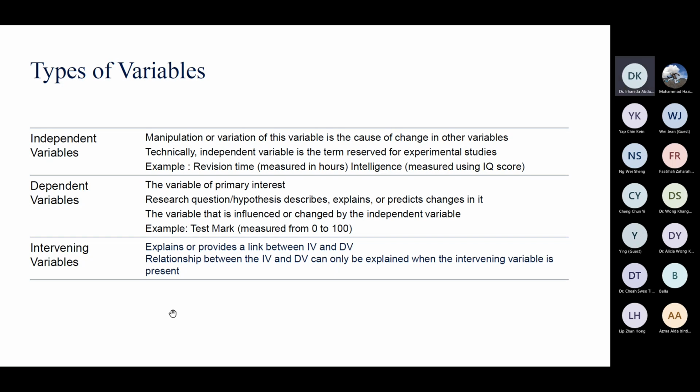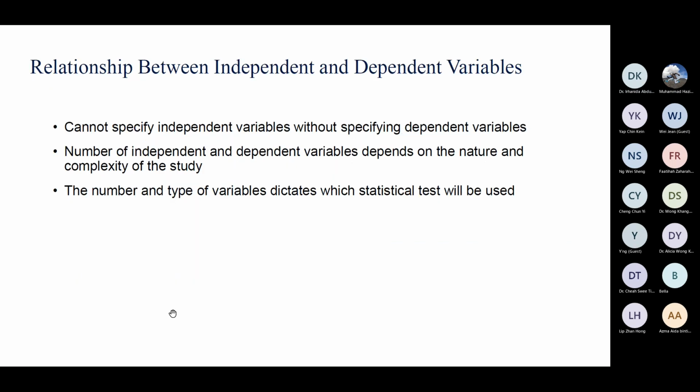If your research is very straightforward, for example, the one that Miss Fatiha has, I don't think she has any intervening variables there. She only has independent and dependent variable. Relationship between independent and dependent variable. We cannot specify independent variable without specifying dependent variable. We must make sure and be clear what is our independent and what is our dependent variable.